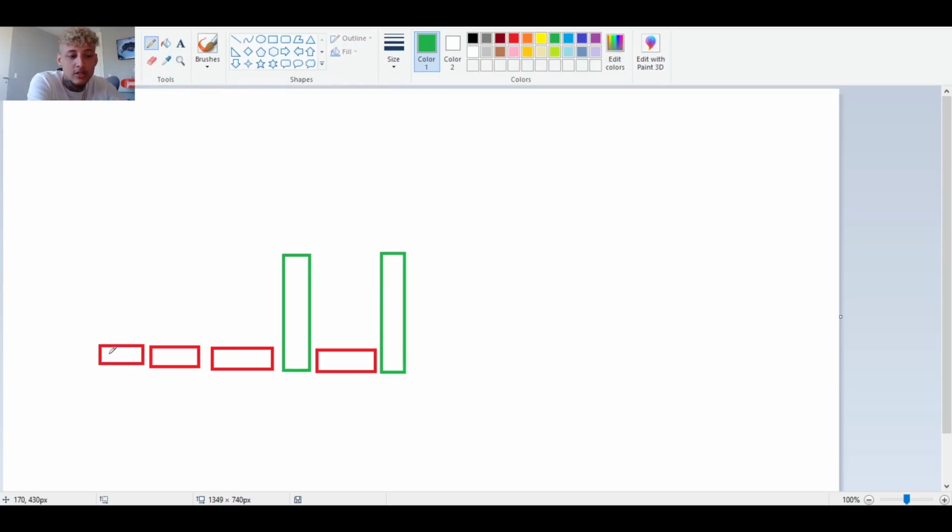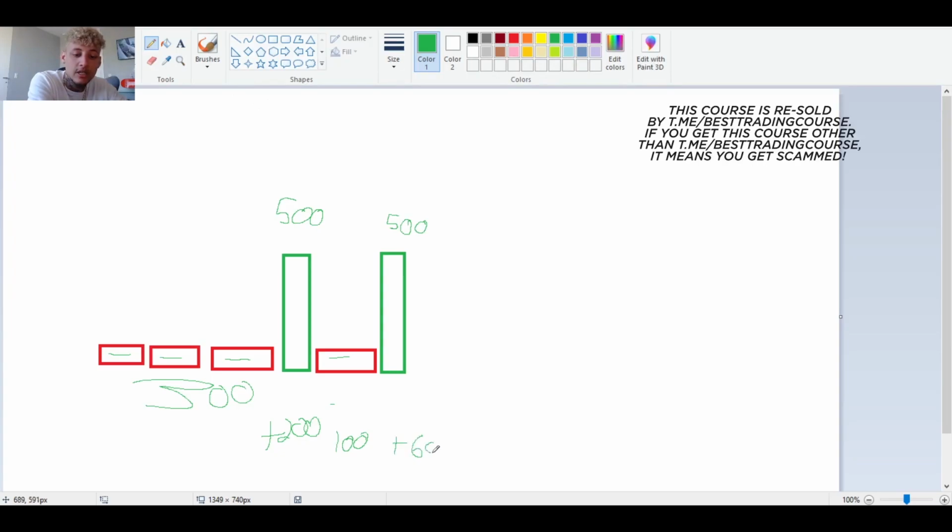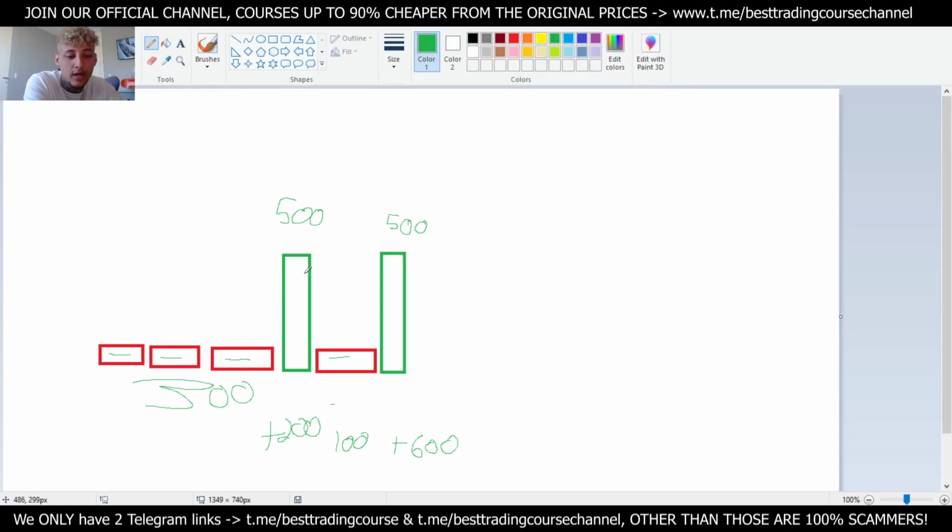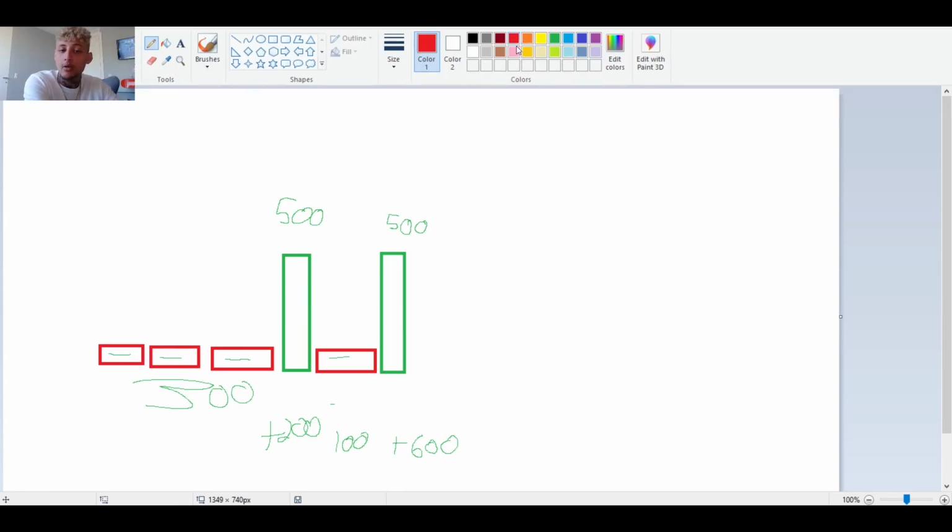Why? Here we lost 100, here we lost 100, here we lost 100. Here in total we're down $300. Then here we make $500, giving us a net of $200, right? Then here we lose another trade, $100, so now we're only a net profit of $100, right? Now here we make another $500, giving us a total net of about $600. And let's just say you're a day trader. This is 1 day, 2 day, 3 day, 4 day, 5 days, 6 days of trading. You're up $600.